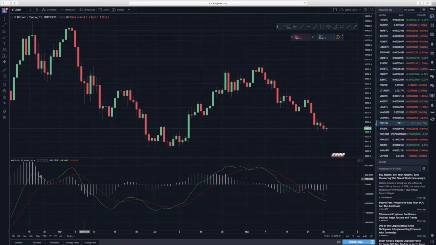And since the green is above the red line, the histogram shows that in the positive area. When the green is below, it shows it in the negative area. So yeah, I think that's pretty self-explanatory there.